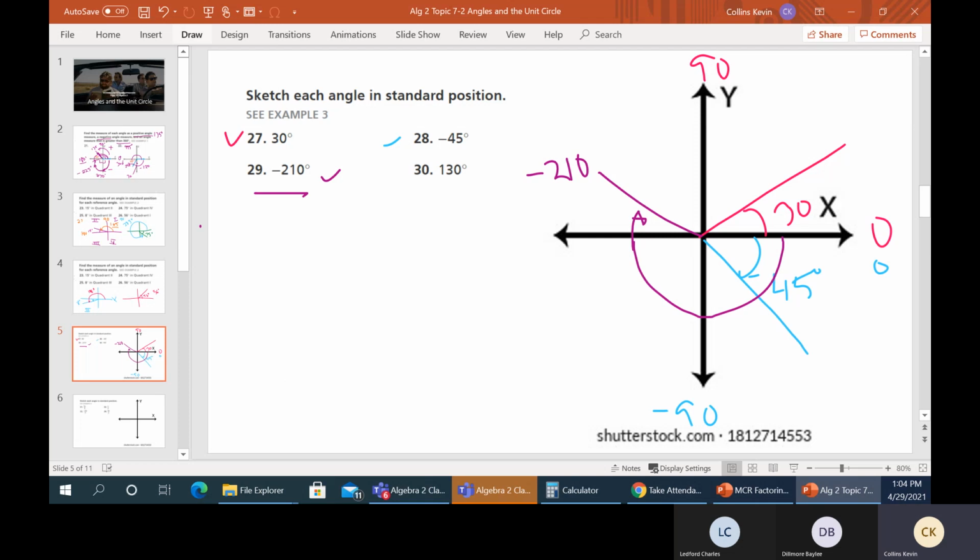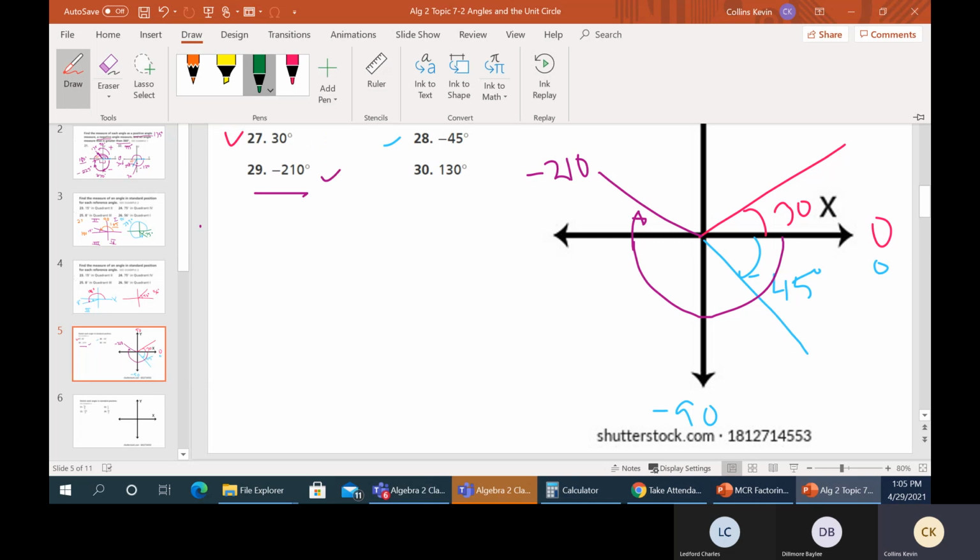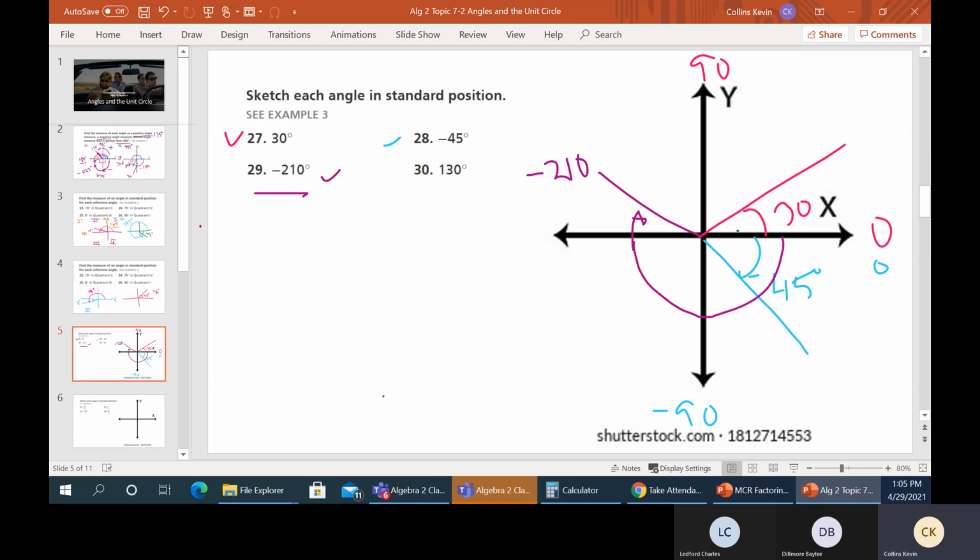And then finally we've got 130. So again, this is a positive one. If we go to here, that's 90. And we have to go an additional 40 degrees, right? So that'd be about in here someplace. So then this would be positive 130. Okay?